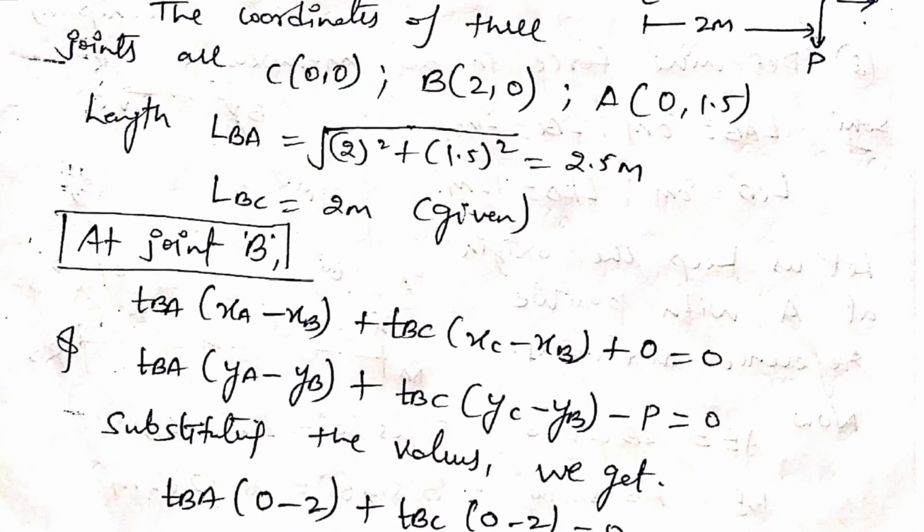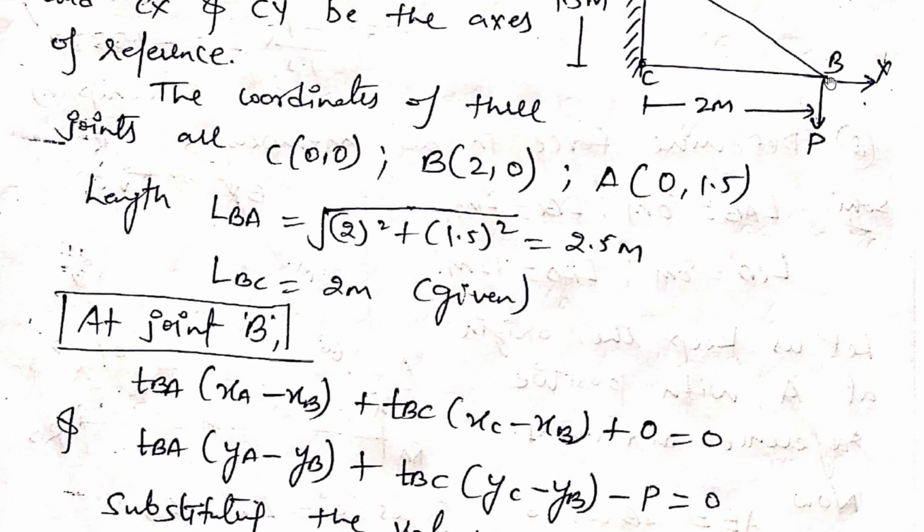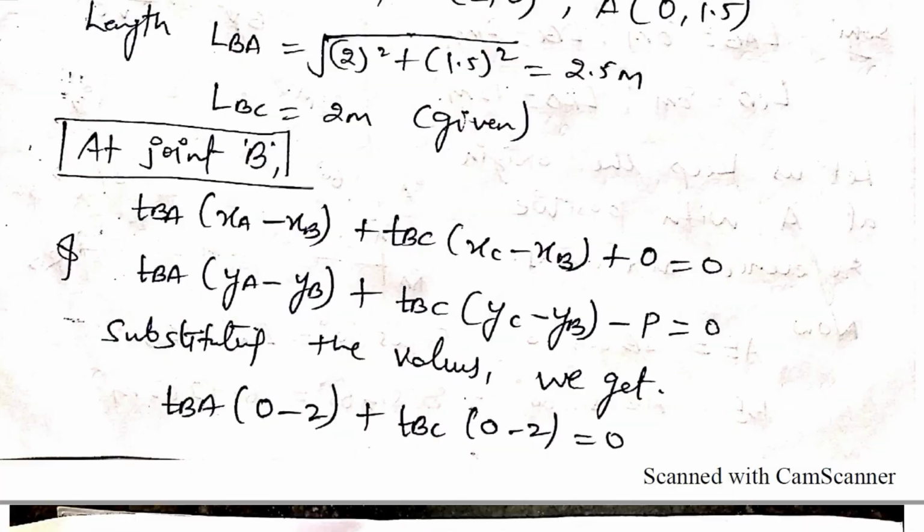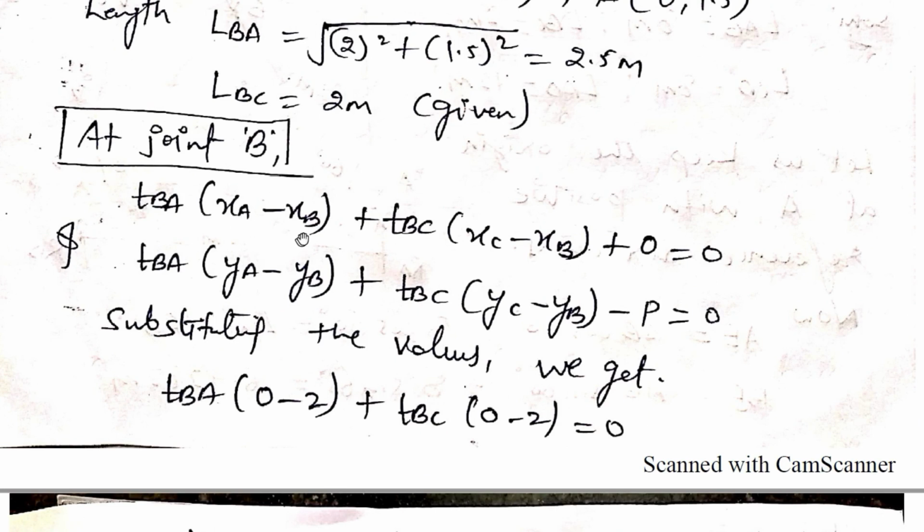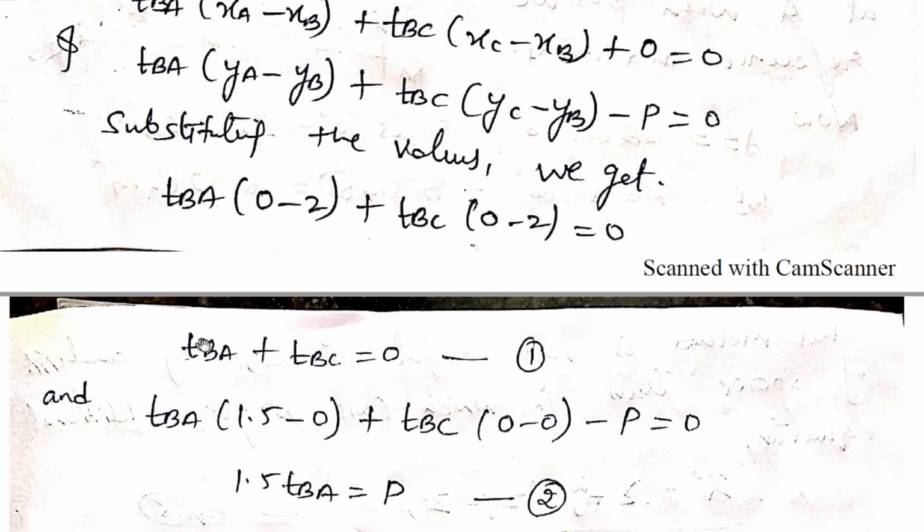And for y direction, you refer to this diagram only. And for y, it is TBA (YA minus YB) plus TBC (YC minus YB). And at this joint we have one external load here in the downward, negative y direction, so it is minus P is equal to 0. So after substituting the values, we get XA value is 0 here, XB is 2, plus TBC, XC is 0, XB is 2, is equal to 0. And similarly, by putting all the values, we get TBA plus TBC is equal to 0. This is our first equation. And 1.5 TBA is equal to P.